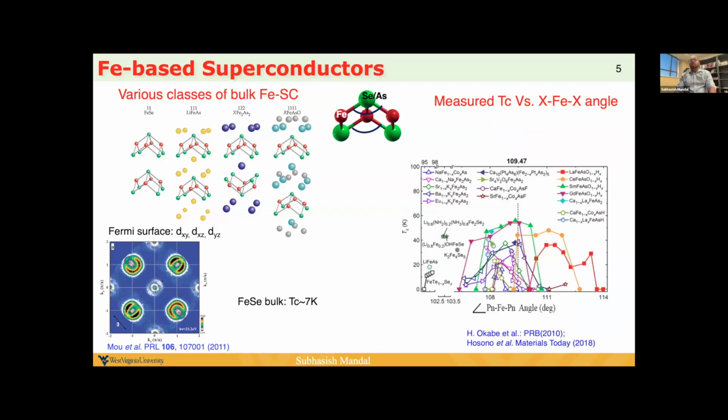Now we also saw a very interesting observation. This is an empirical observation. If we plot the measured Tc in the experiment against the pnictogen angle, the angle that controls the height between iron and the chalcogenide, it has a very critical behavior: it goes to some magic angle where the Tc is found to be highest.